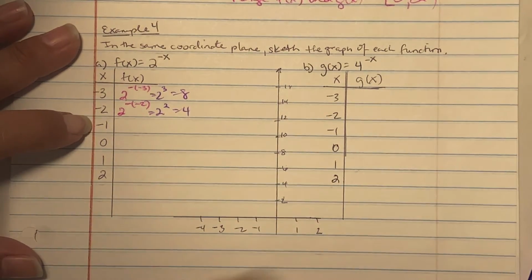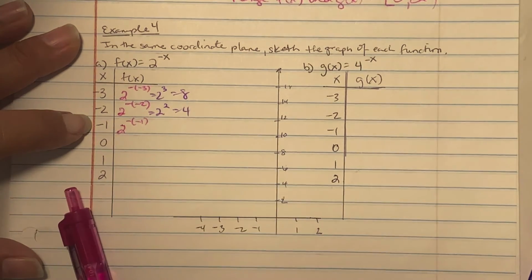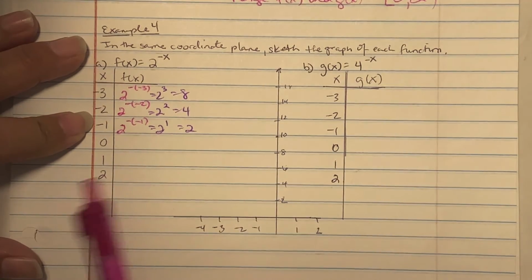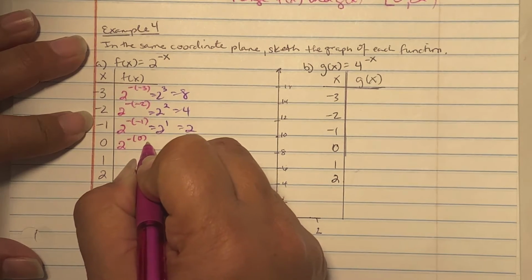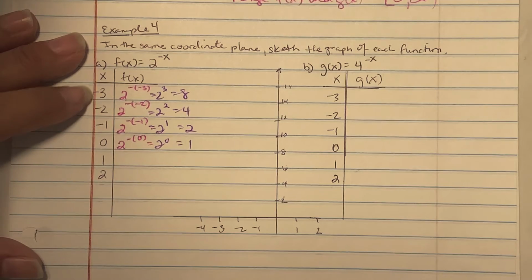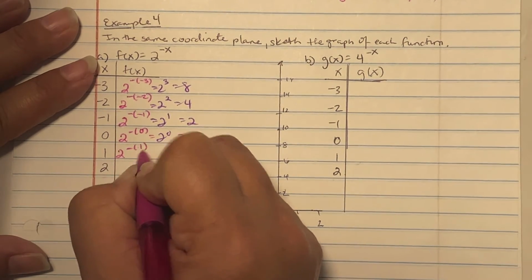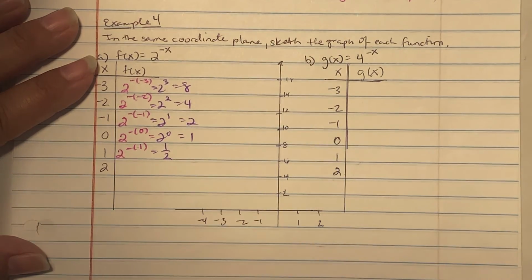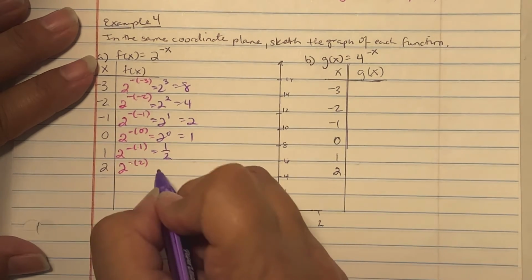2 to the negative of -1 is 2 to the first, which is a 2. 2 to the negative of 0, that is still 2 to the 0 power, that is a 1. 2 to the negative of 1 now is 1 over 2. 2 to the negative of 2 is now 1 over 2 squared, which is 1/4.